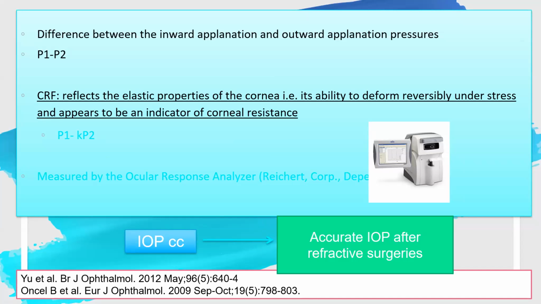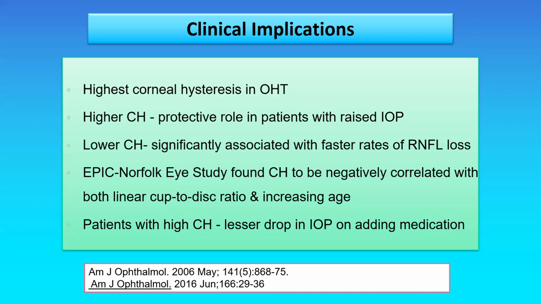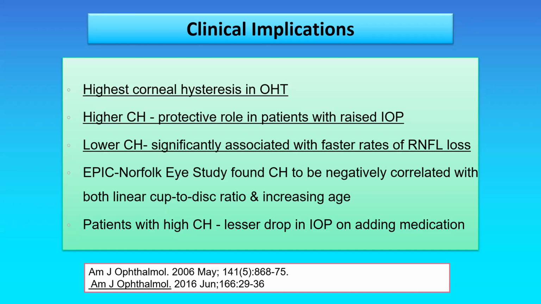So now what are the clinical implications of corneal hysteresis? We have higher corneal hysteresis in cases of ocular hypertension, and in these patients it is protective. If you have a patient who has higher corneal hysteresis, it is kind of protective, same as the central corneal thickness. Lower corneal hysteresis is associated with greater loss of RNFL. Various studies have suggested that corneal hysteresis is negatively correlated with cup-disc ratio and increasing age.